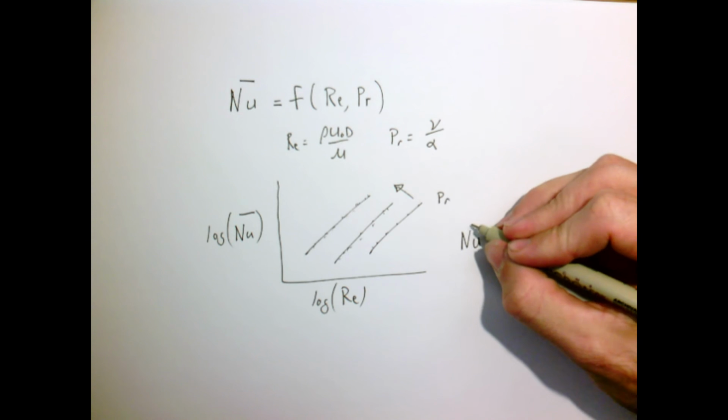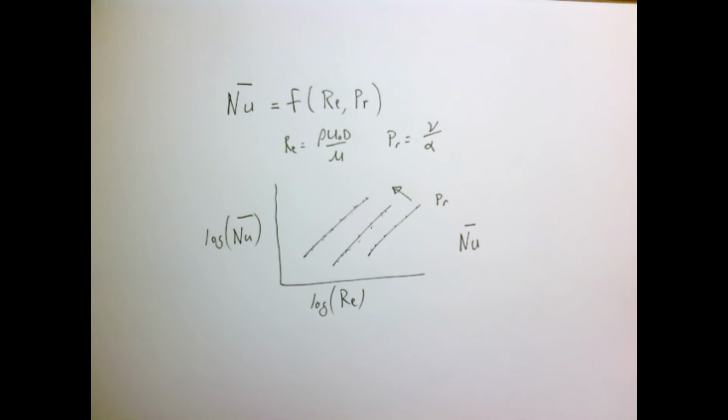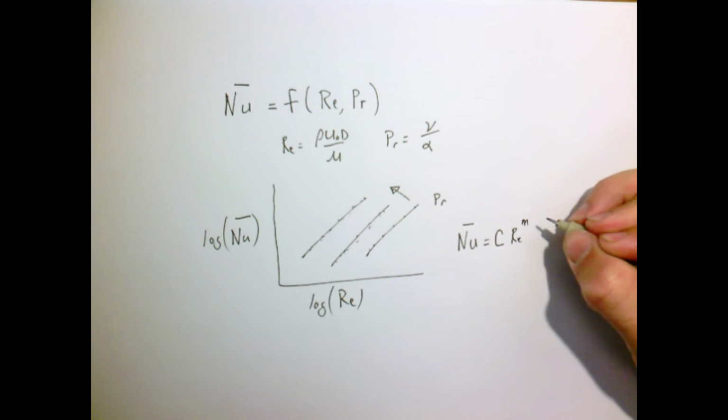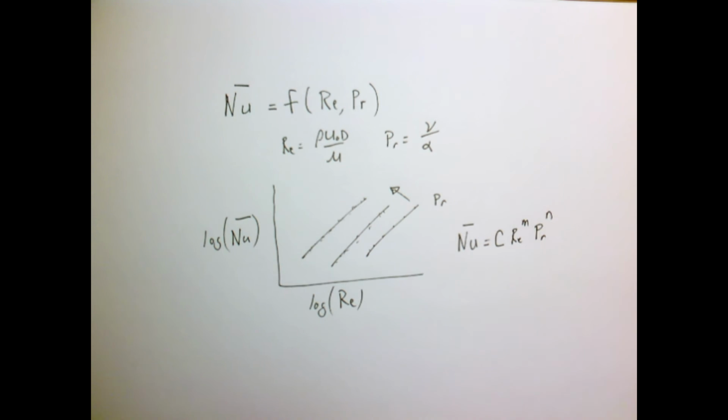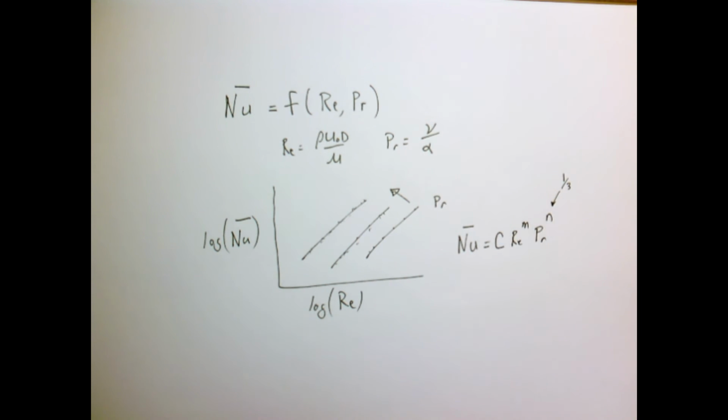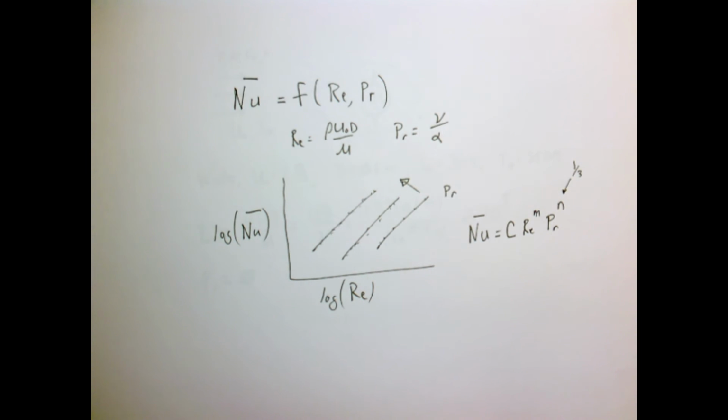So a very common functional form you'll see is that the average Nusselt number is some constant times the Reynolds number to some power times the Prandtl number to some power. And a very common number you'll see for this power is 1/3. So if you look in a heat transfer book, you'll find a number of correlations for Nusselt number as a function of Reynolds number and Prandtl number.